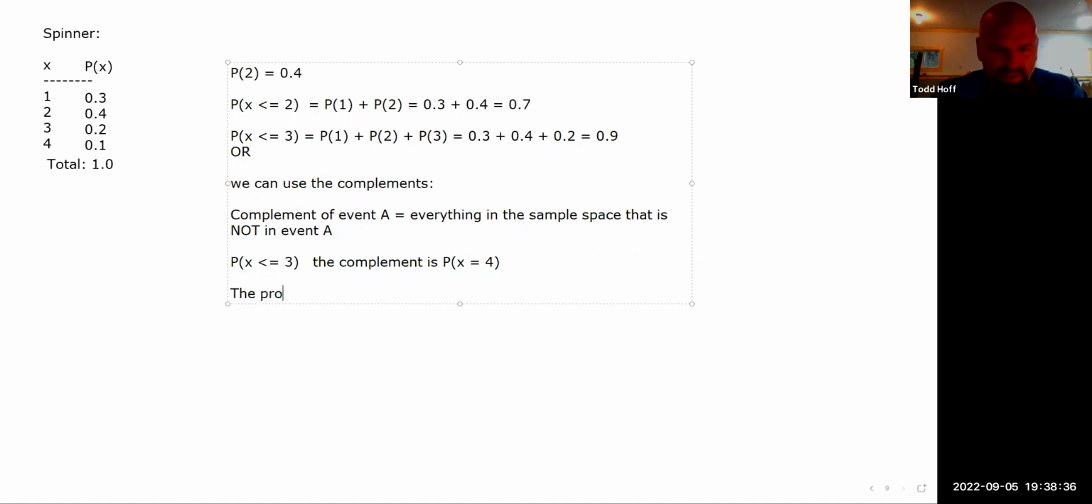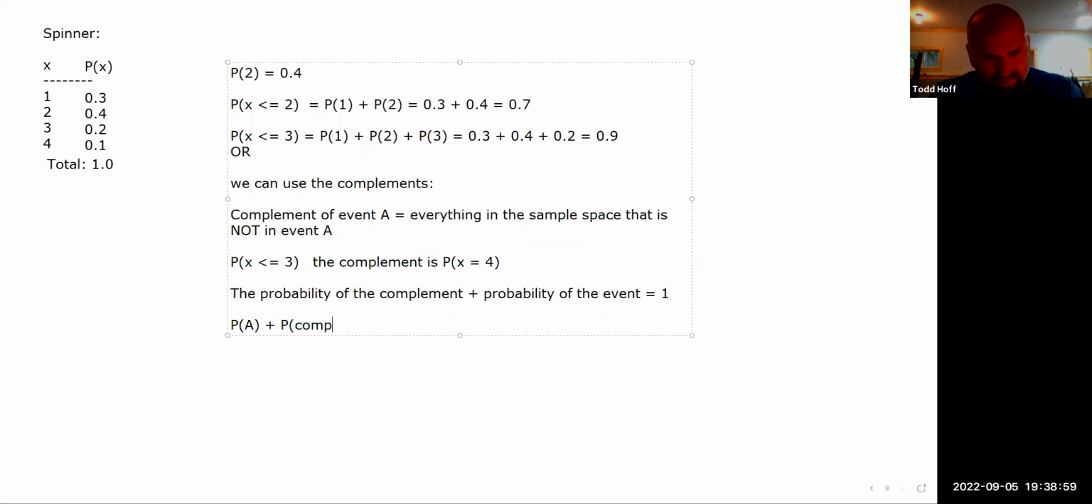The probability of the complement plus the probability of the event has to add up to 1. So P of A plus the probability of the complement of A has to be 1. So what that means more importantly for us is I can rearrange this. The probability of A equals 1 minus the probability of the complement of A.